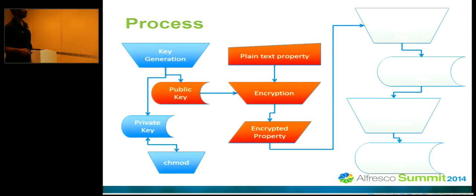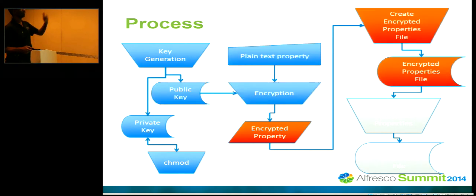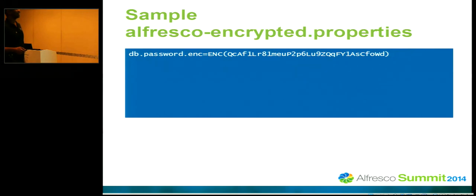So we take that encrypted property, we put it into an encrypted properties file, and create it. There's a special format for that, which we will see on the next slide. So you'll notice here that we have dbpassword.encrypted, and then we have this ENC, and then this is the long string that was generated when we actually ran the encryption utility. So you would just cut and paste it.